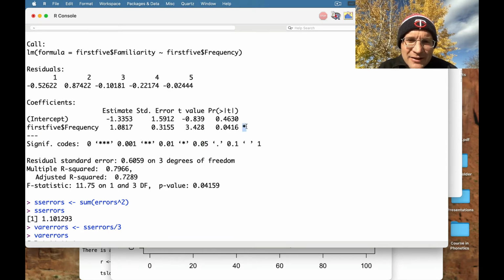And because of that, R puts a little star there. It puts a little asterisk right next to it. That means this is significant. This slope is significantly different from 0. So we have a connection between our two variables.